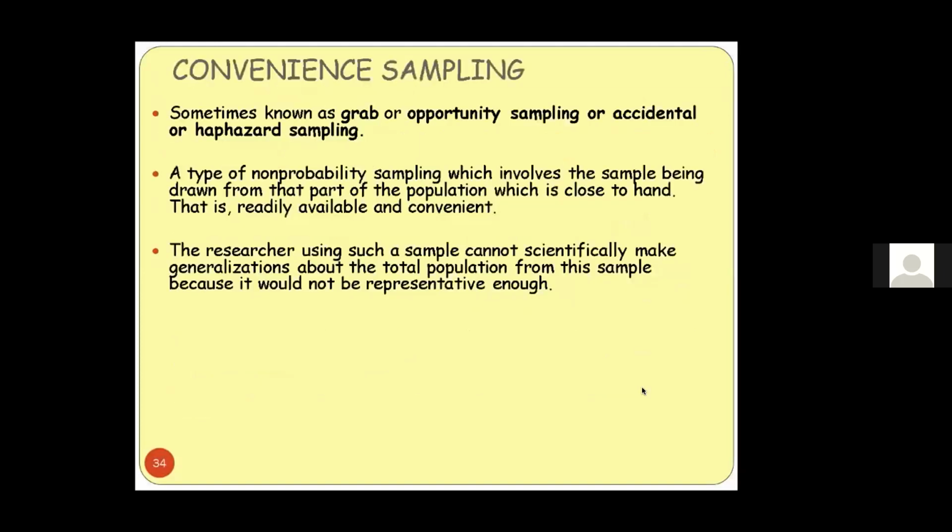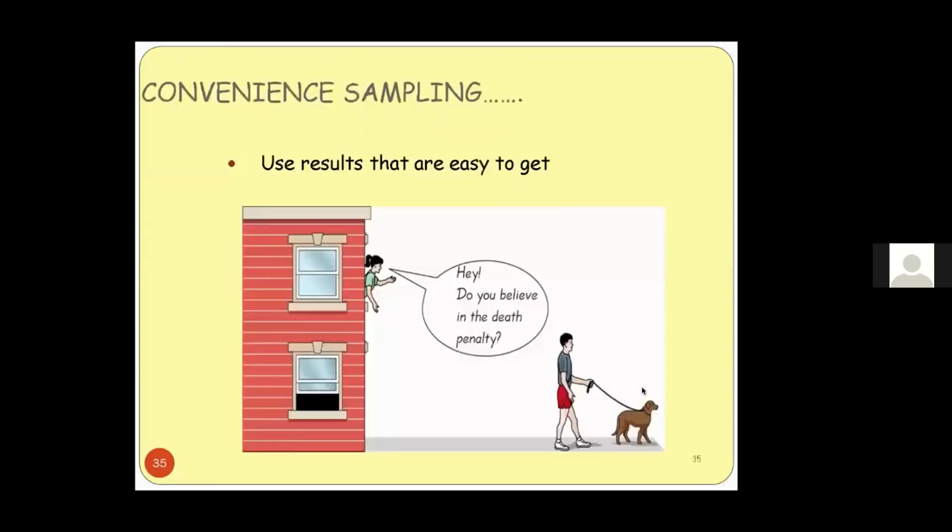Convenience sampling, sometimes known as grab or opportunity sampling or accidental or haphazard sampling, is a type of non-probability sampling which involves the sample being drawn from that part of the population which is close at hand, that is, readily available and convenient. This happens all the time in educational research. You have access to someone you know in a school, a class of students, etc. The researcher using such a sample cannot scientifically make generalizations about the total population from this sample because it would not be representative enough.